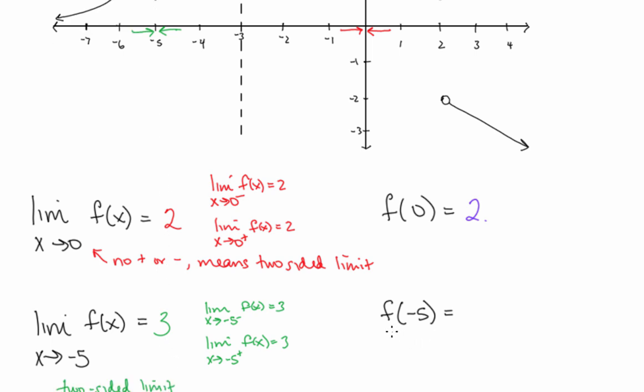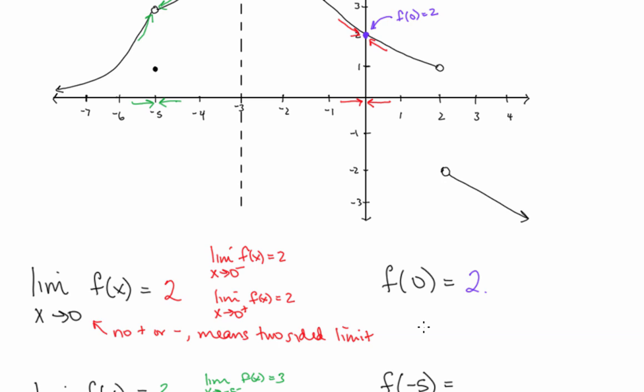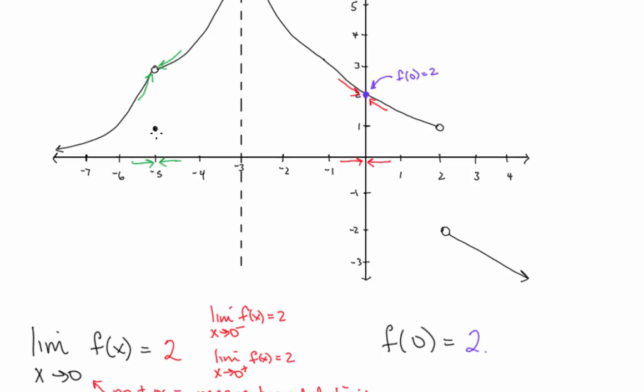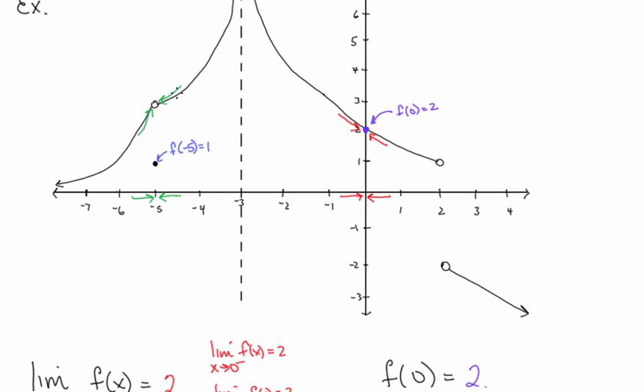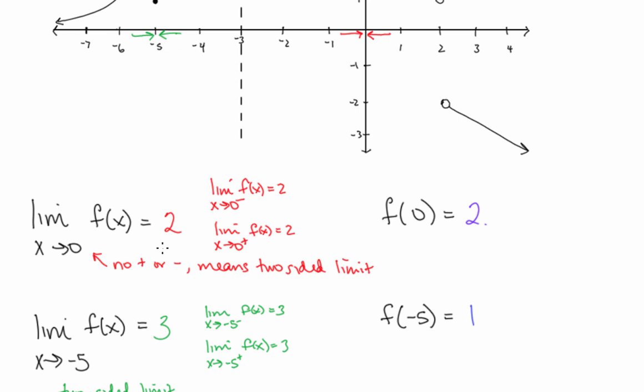Now, it's a different question here to say, what is f of negative 5? Now we're looking for the y value associated with x equals negative 5 for this function. And that is given by this point here, and so f of negative 5 is equal to 1. So again, notice the difference between the limit behavior and the function evaluation. They are very different questions that were being asked here.